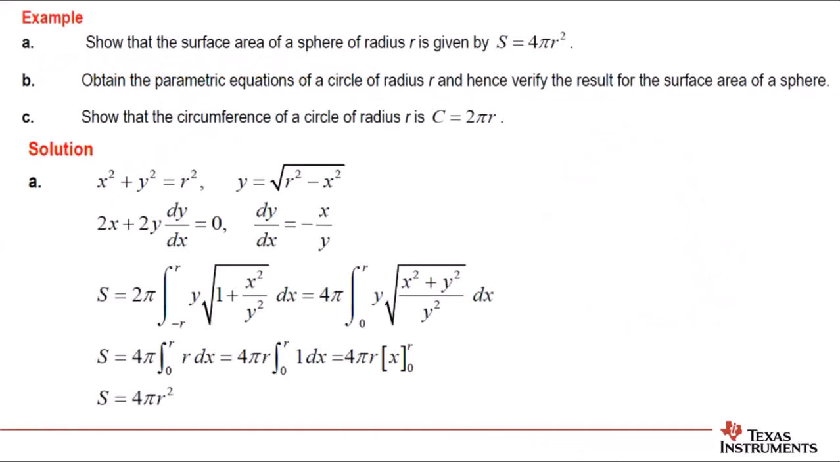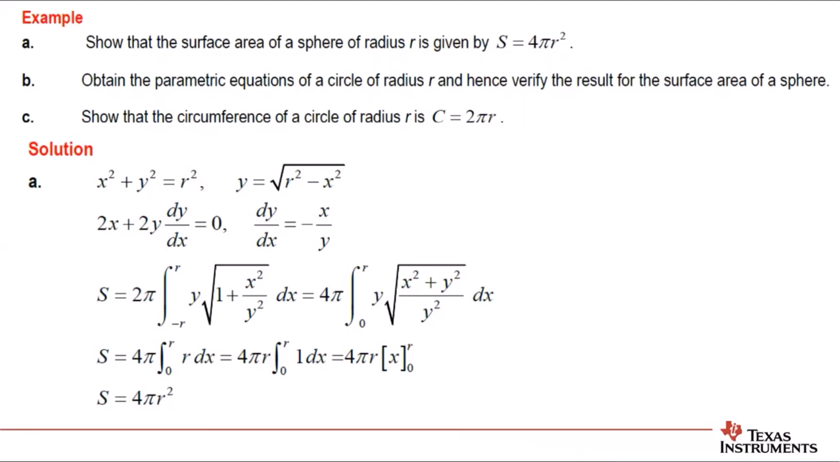So I've got the solution for this one up here. I'll work through one more example here. X squared plus y squared is r squared. Y being the top half of the circle is the square root of r squared minus x squared. And using implicit differentiation, once again, we'll get 2x plus 2y dy dx equals 0, or dy dx is equal to minus x on y.